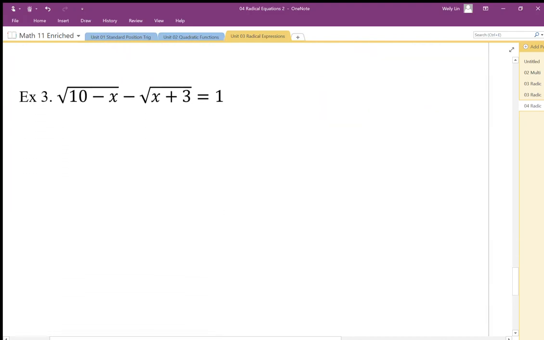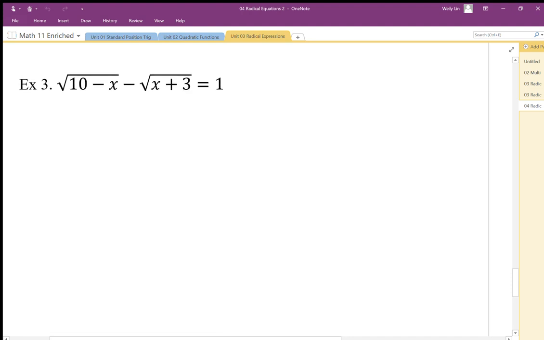When we have this extra term here, it makes this a little more complicated in that when we isolate the square root, and I can isolate either one, in this case I'm going to isolate 10 minus x, which is equal to the square root of x plus 3, plus 1. Okay, so we could do our inside restrictions.